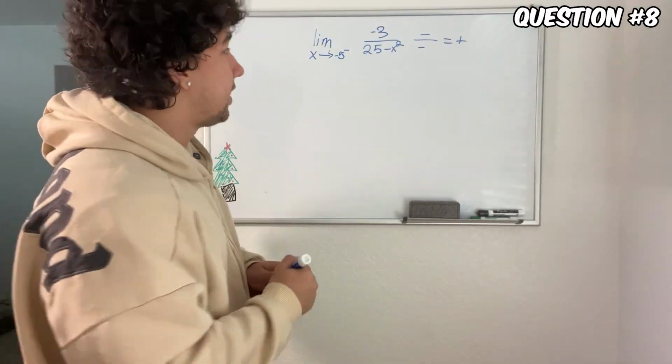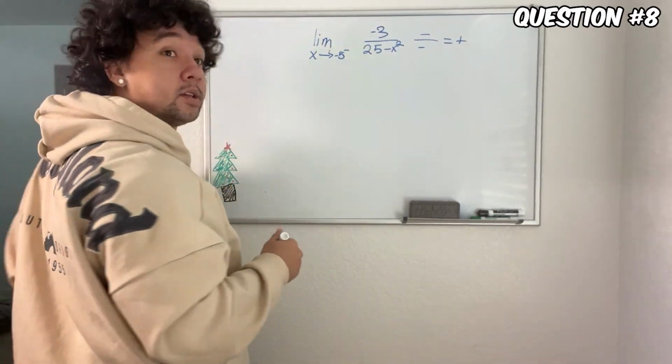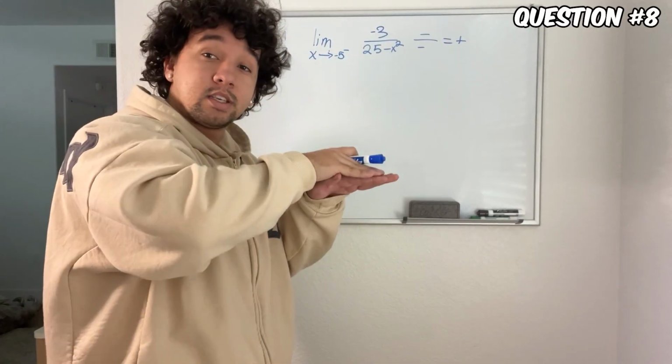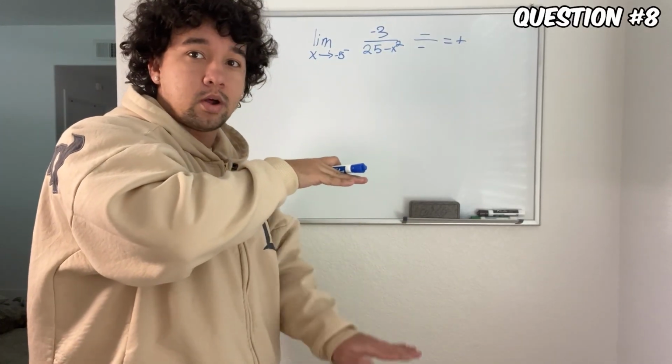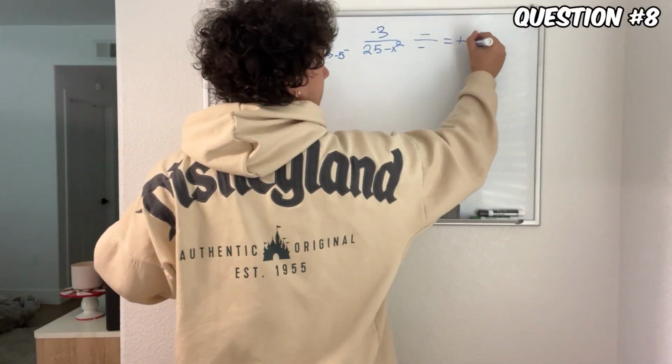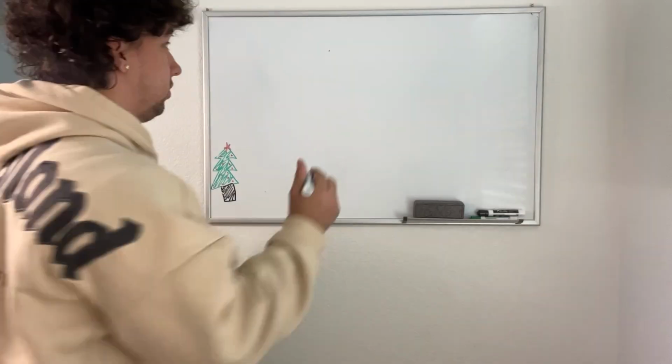And that's exactly the case. This value right here is going to approach infinity, not because the value on top is getting bigger, but because the value on bottom is going to get infinitely smaller, but also staying negative. So in that case, this thing is going to be approaching positive infinity.